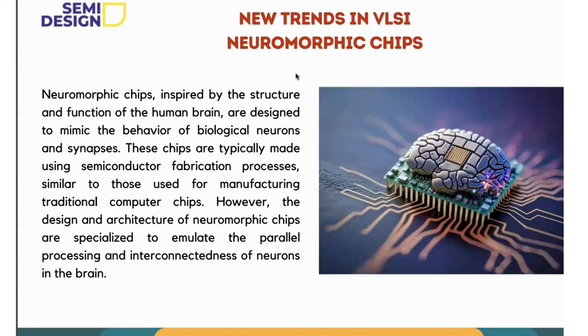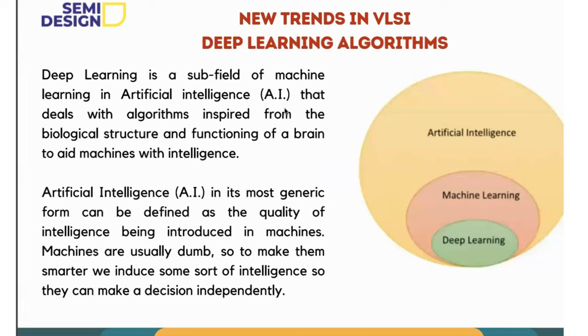One of the important ones is the neuromorphic chip. This will definitely rule the industry in the next 5 years. How is it designed? In these neuromorphic chips, we mostly follow deep learning algorithms. Deep learning algorithms are a subfield of machine learning in artificial intelligence. In artificial intelligence, we have different classifications like machine learning and deep learning, where the algorithms are taken from biological structure and function like the human brain. That data we take into a machine and use it. These are some of the future technologies that will be used in AI chips.